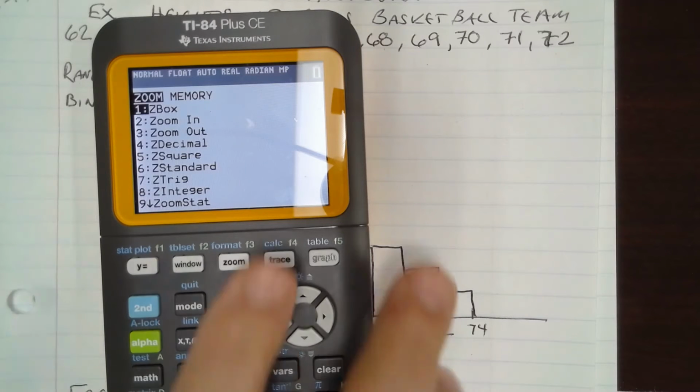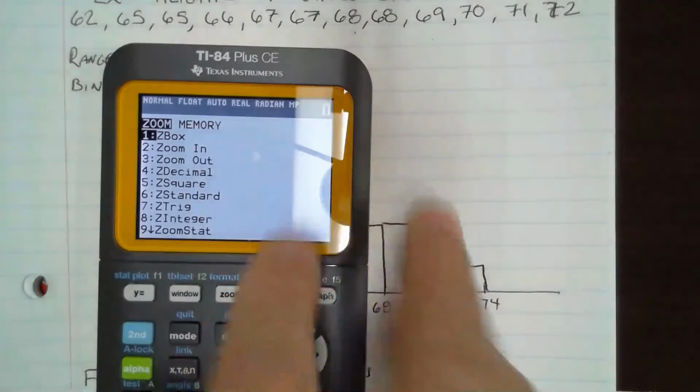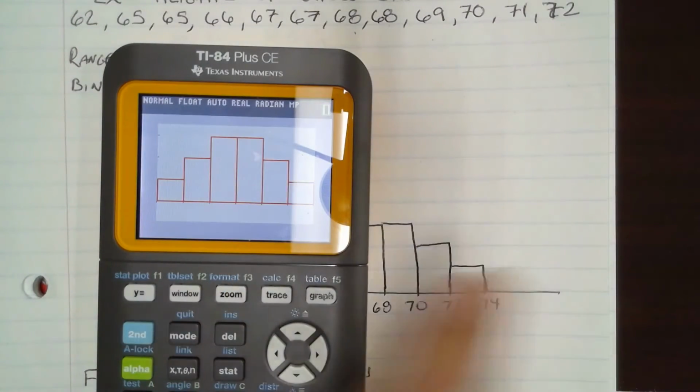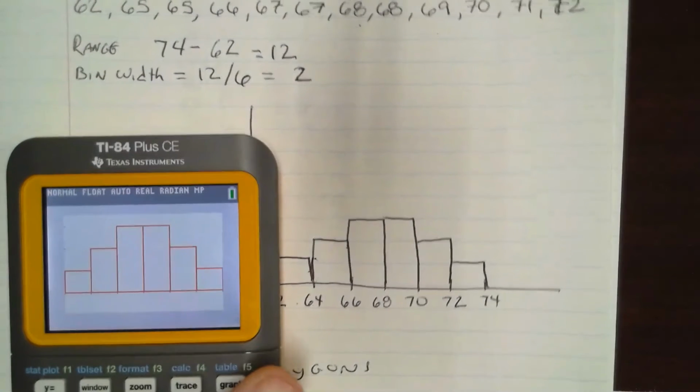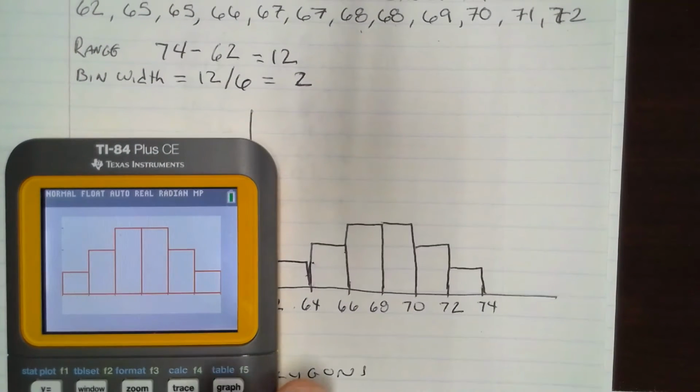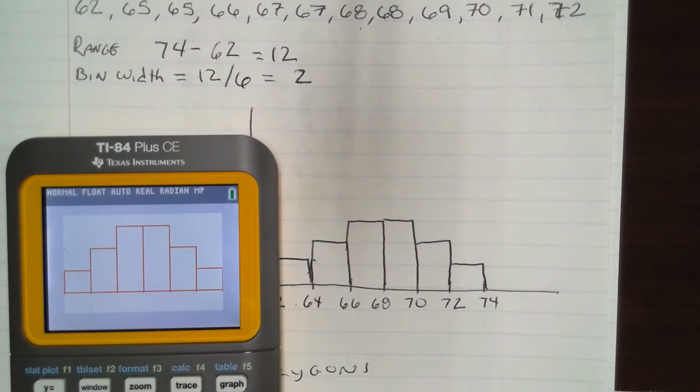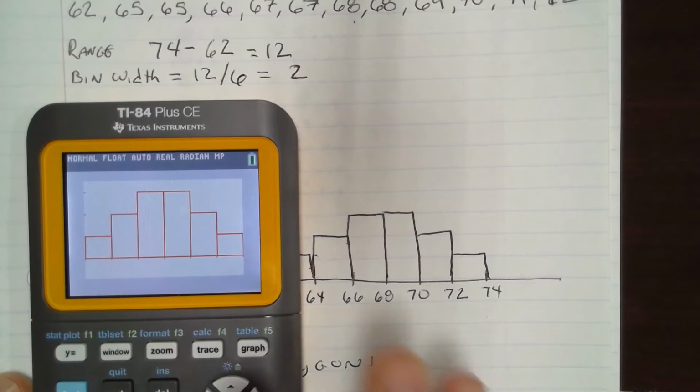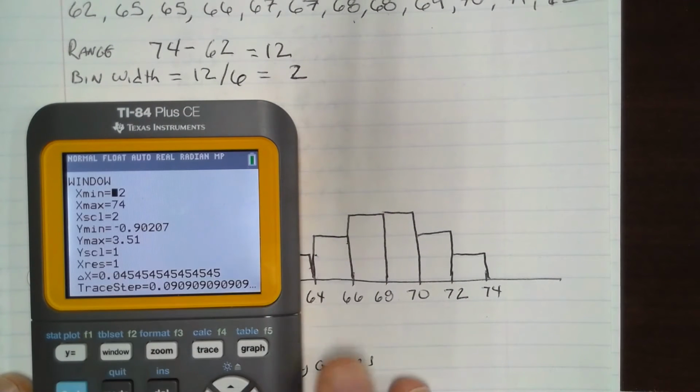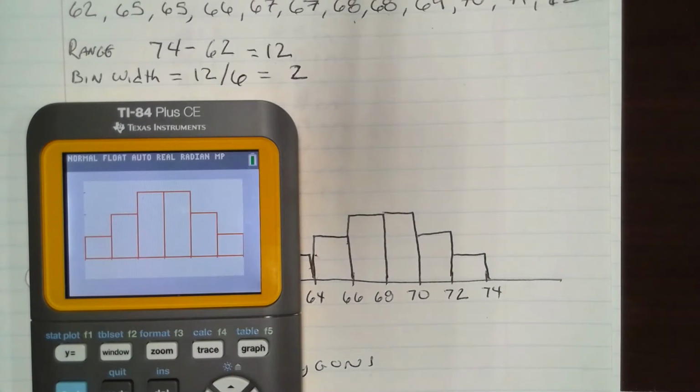But if I want to make this graph, and it does look like it, but it's not the same, then I have to change the bin width. So listen, here's how I change the bin width. If I go to Window, my Xscl, oh, it already is. My Xscl is my bin width, and I want it to be 2. And that's why it looks the same.